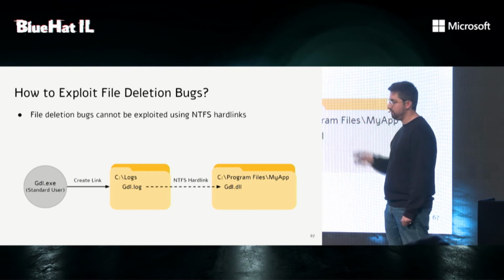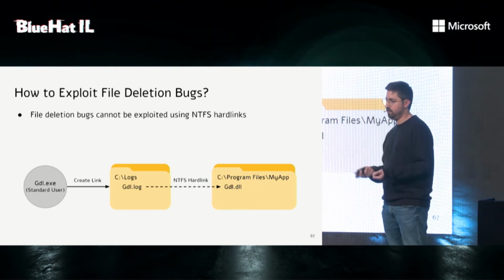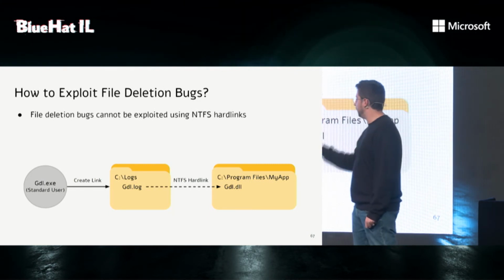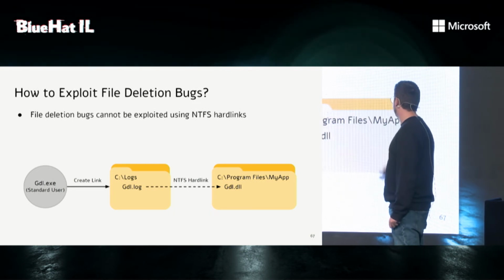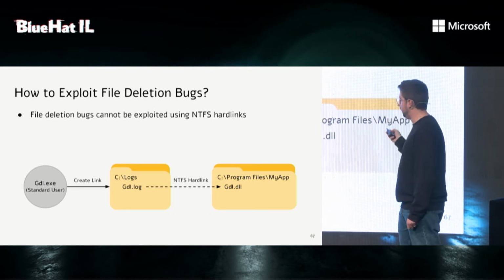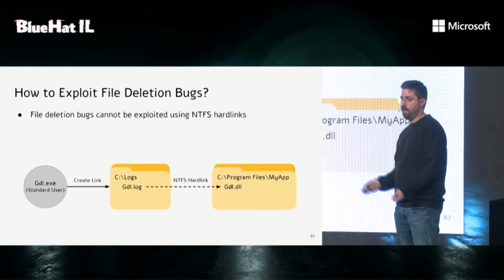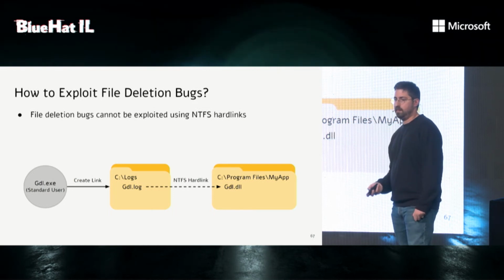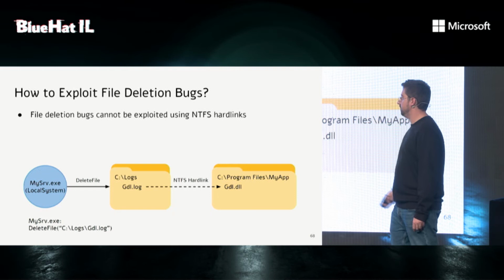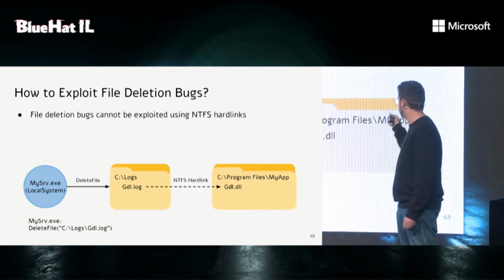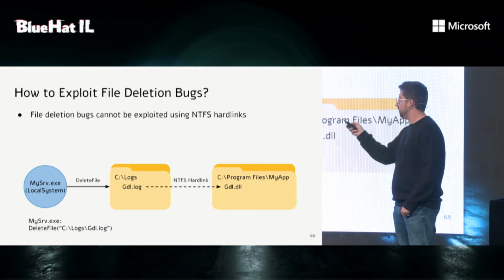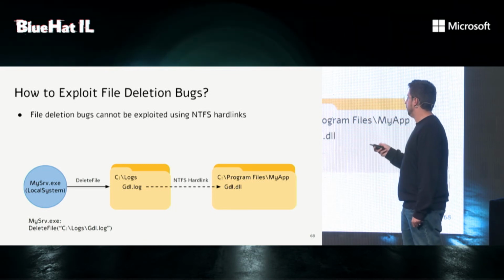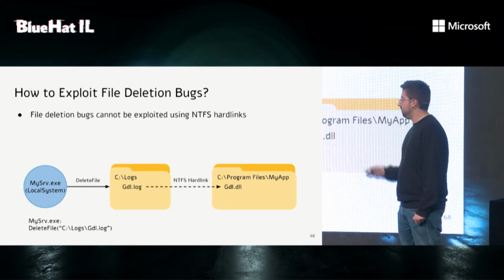I told you that file deletion bugs cannot be exploited using NTFS hard links, and I want to show you why. Let's say that from gdl.exe, I'd create a link between the file clog.gdl.log and C:\Program Files\myapp\gdl.dll. For the myapp directory, I obviously have no write control because I run as a standard user. Now, after I created that link, let's say I have a vulnerability in mysrv.exe that runs as local system that has control over the myapp directory. And we will have it calling DeleteFile on the path clogs.gdl.log. So you would expect that it would delete gdl.dll, but it just doesn't work this way.